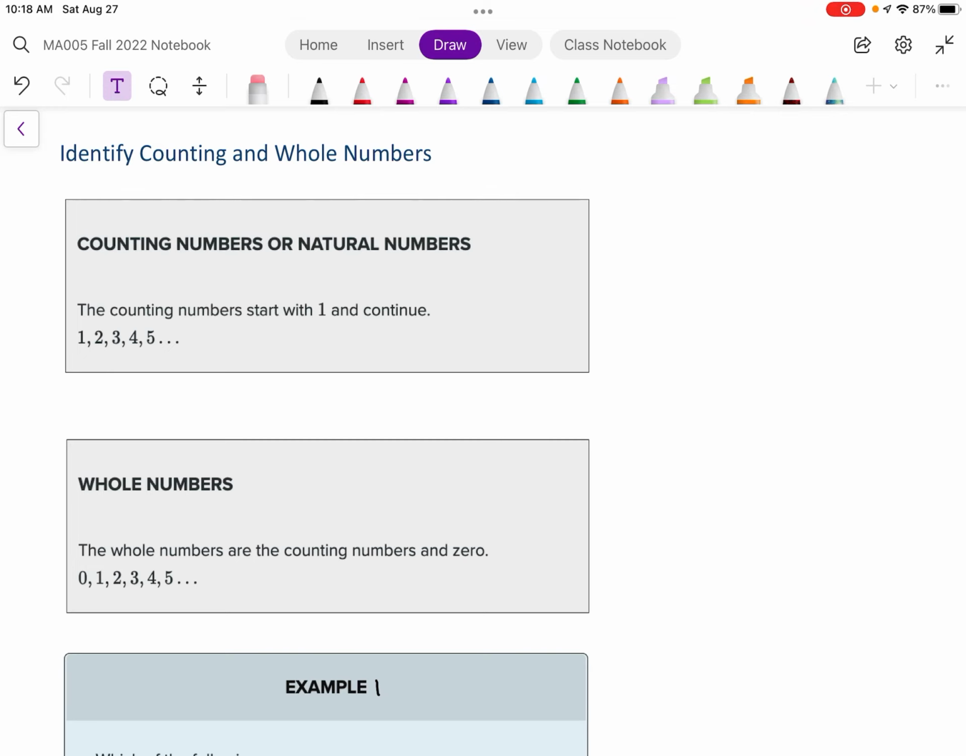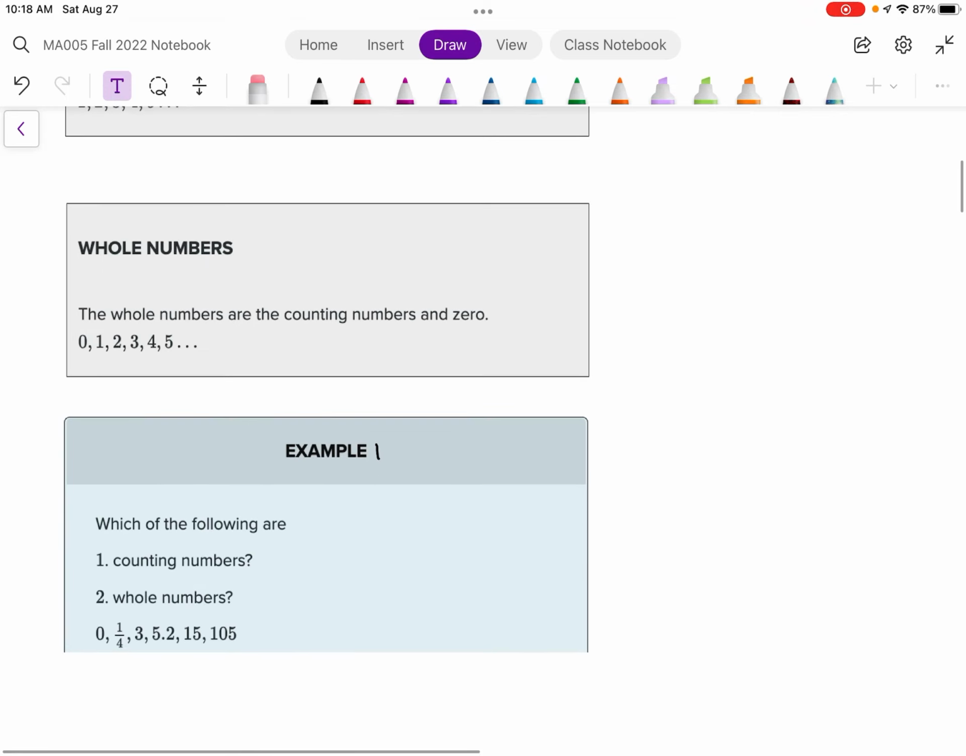Except the whole numbers include 0. So the first example asks us which of the following are counting numbers. The counting numbers are not going to include 0, and they're going to be the whole numbers. So we'll just start with the 3, and the 5.2 and the 1/4 are not going to be included in either one. So I'm going to cross those out. Just makes it easier to look at the list because I know they're not either one. And 15 and 105. All right, then the whole numbers are going to be the same, except including that 0 that's listed there. 0, 3, 15, and 105.